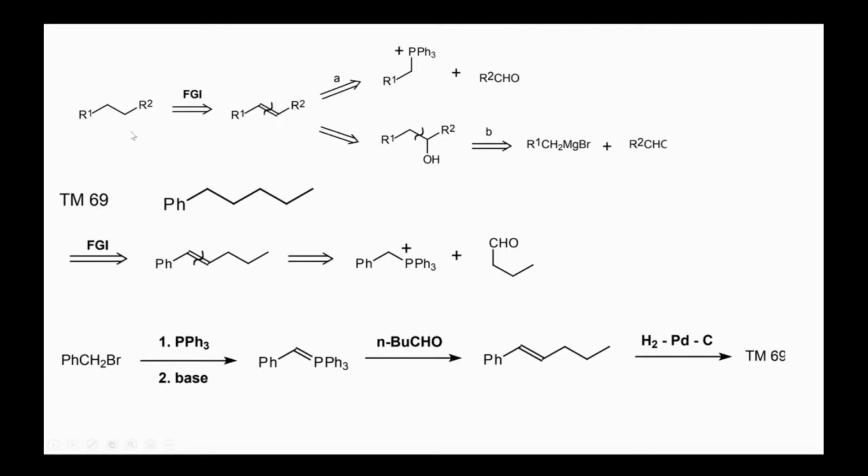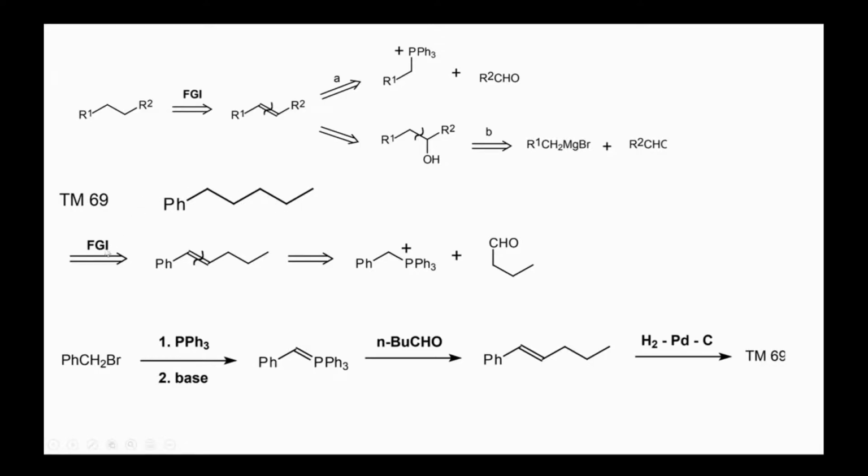Okay, this is a simple alkane, R1 and R2. You can do FGI of alkanes into alkenes, and then you do the Wittig reaction for alkenes, or you can use the Grignard reagent approach. For Grignard, you need to convert alkenes into alcohols, and then you can go from alcohols to Grignard reagent. For example, if you have this simple compound which does not contain any functional group, how will you do retrosynthesis? It may look simple to you, but it's not. You need to have a strategy.